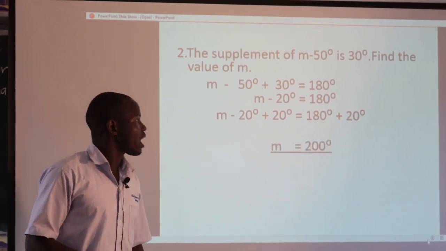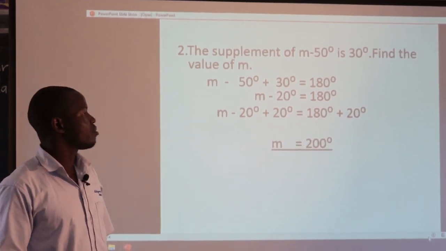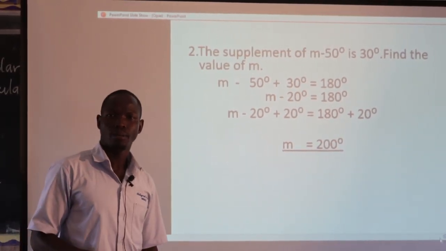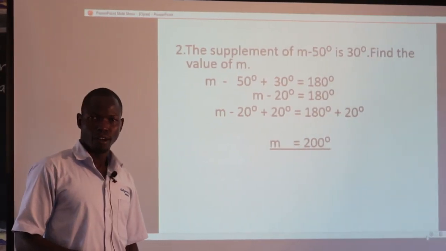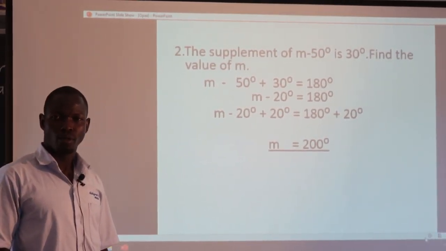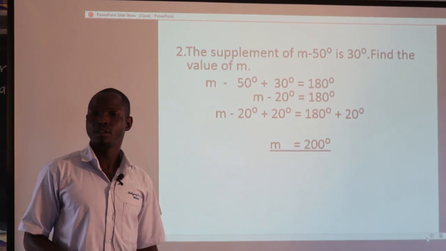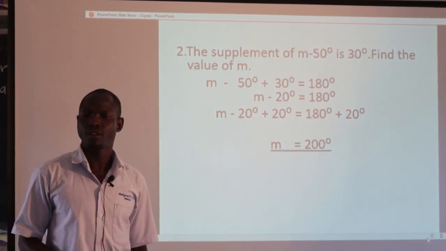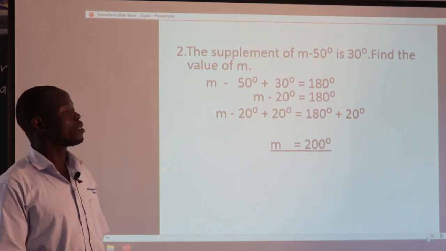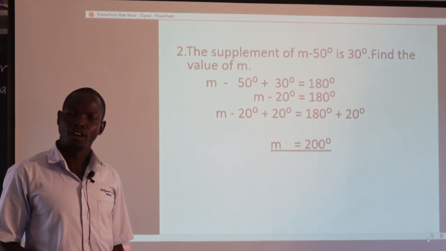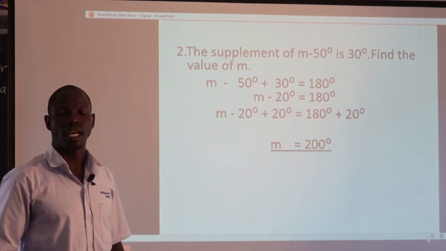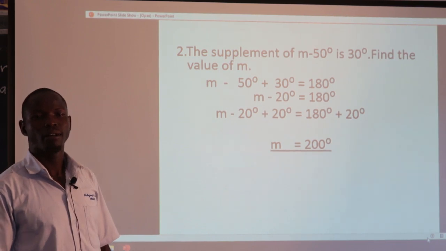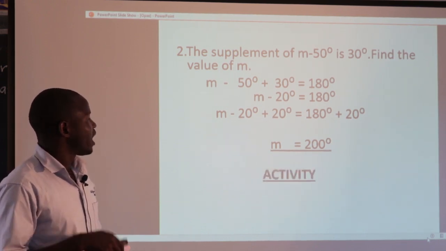And then when you add our 180 degrees on the other side to the 20 degrees, you get 200 degrees. This way, negative 20 degrees plus 20 degrees is 0. Therefore, we remain with m on the left of our equation, such that m becomes 200 degrees. And children, we shall have solved that kind of question. Now, this question can also be put in a diagram. If not, it can be put in words the way I have put here.